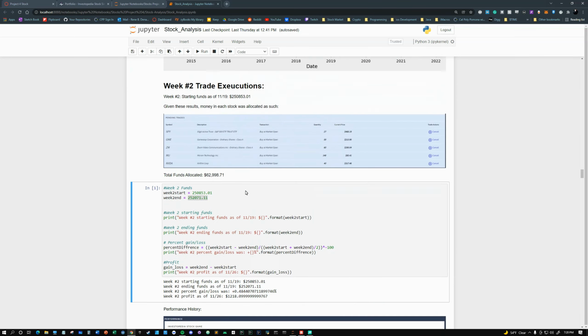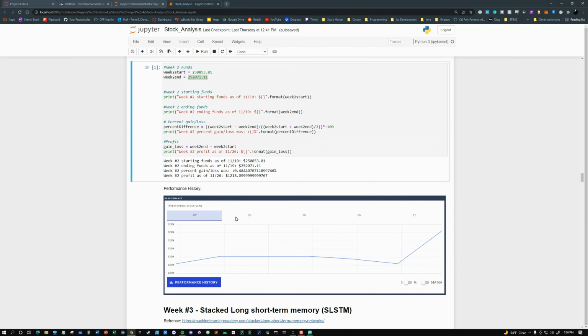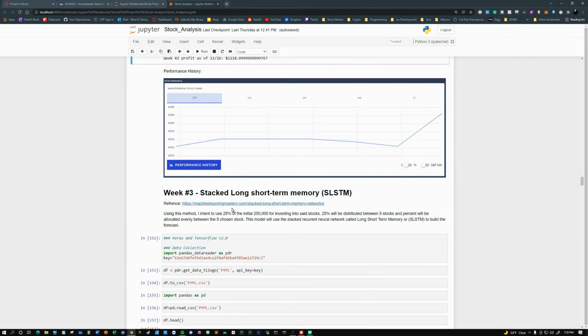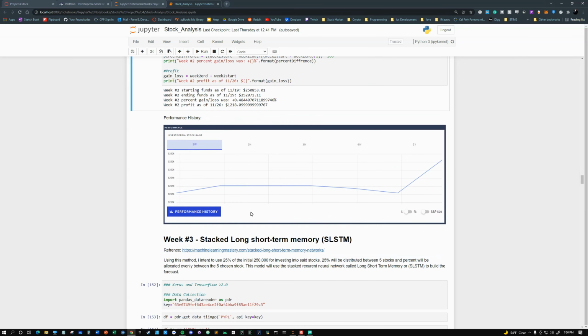So, yeah, week one we had a profit of 853. Week two we had a profit of 1,218. And here's our performance chart. And pretty much that was week two. Now moving on to week three.